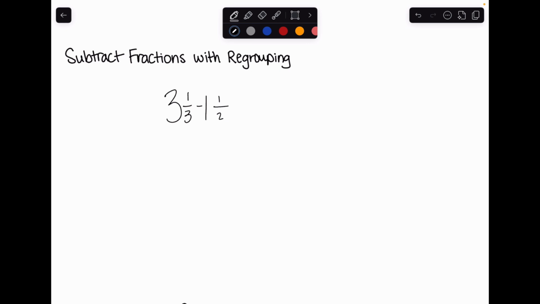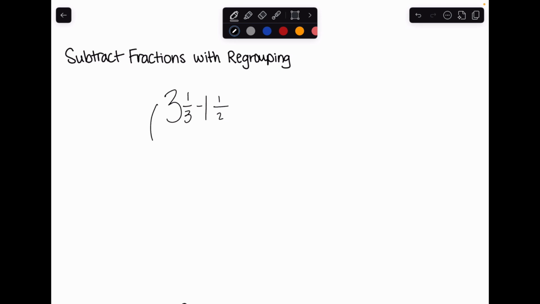In today's video, I'm going to teach you how to subtract fractions with regrouping. So I'll start off my example here and then kind of show you what I mean by this. So here I've got an example, 3 1/3 minus 1 1/2.